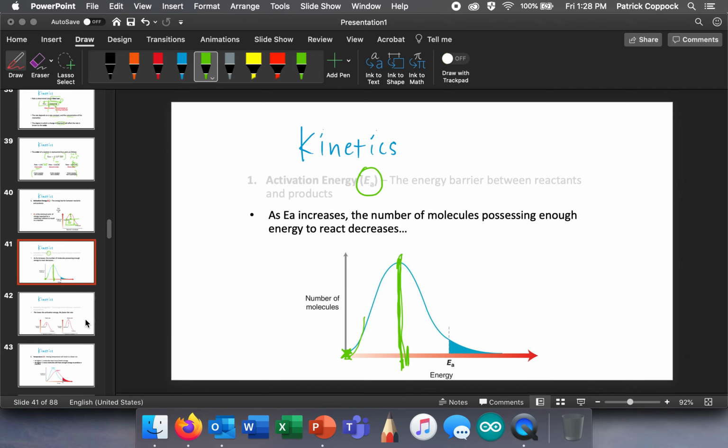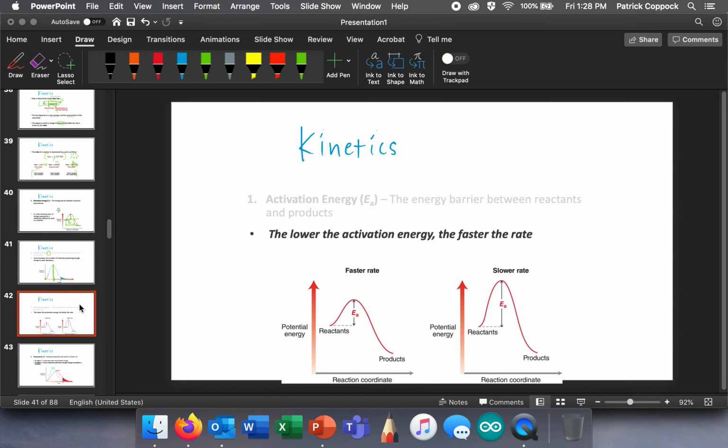That was a very clumsy explanation, but you can imagine the higher a hill is, the harder it is to get over it. Let me say that again. The higher a hill is, the harder it is to get over it, and the fewer particles that can get over it, okay? Now, the lower the activation energy, the faster the rate, just like you might expect.